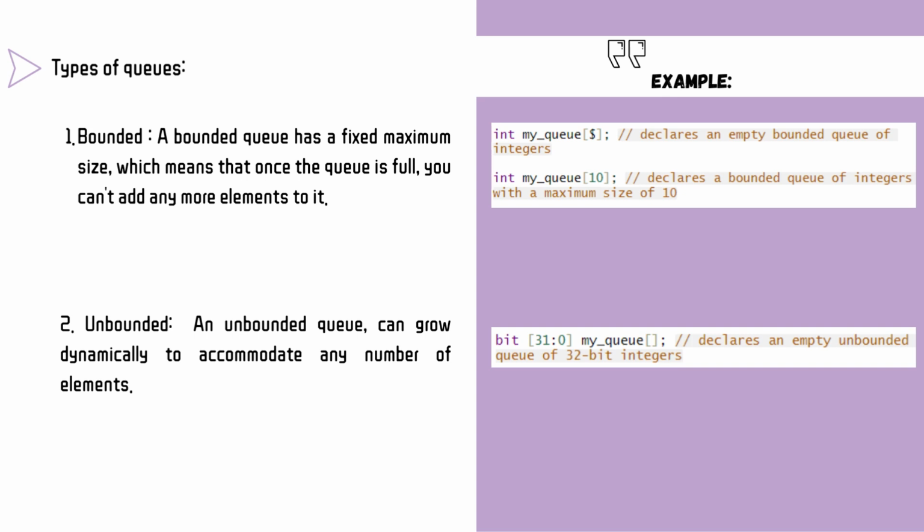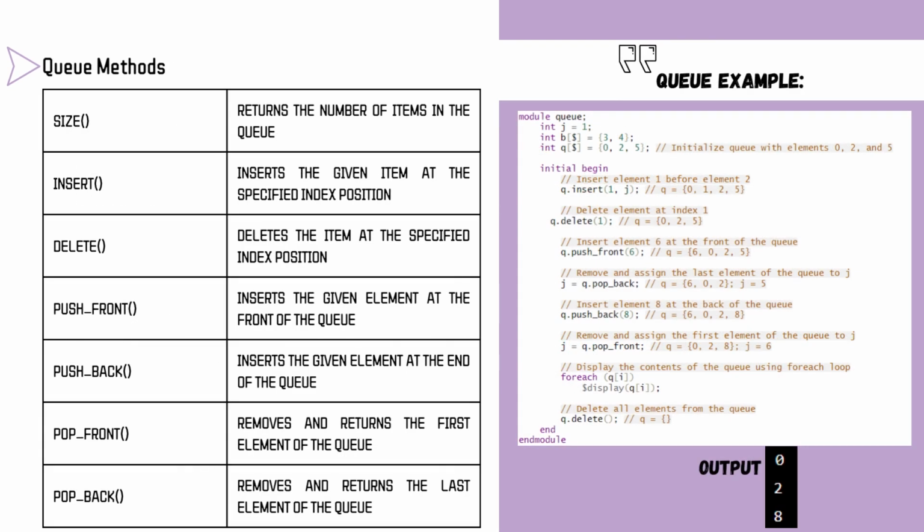Now, let's take a look at an example of how to declare an unbounded queue in SystemVerilog. bit [31:0] my_queue[$]; declares an empty unbounded queue of 32-bit integers. In this example, we have declared an empty queue called my_queue that can store 32-bit integers. Because we haven't specified a maximum size, this is an unbounded queue that can grow to accommodate any number of elements. Queue data type provides a set of methods to work with it.